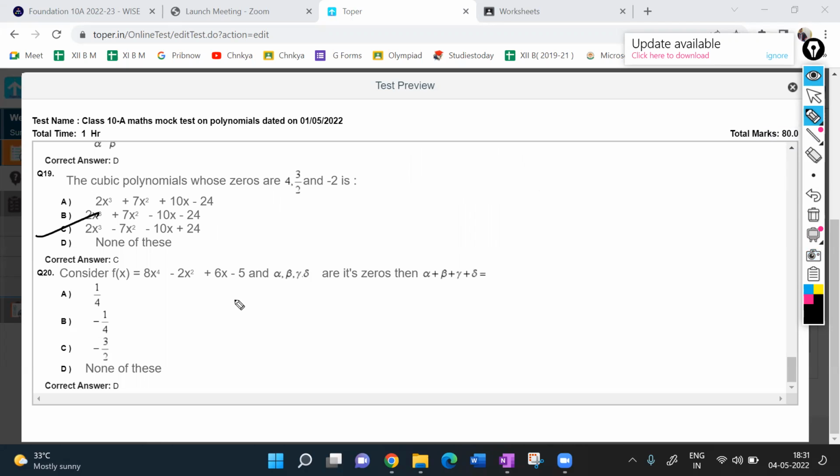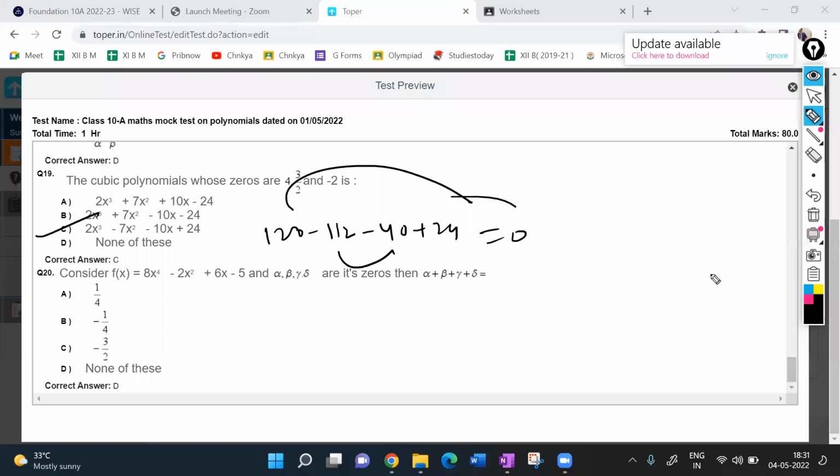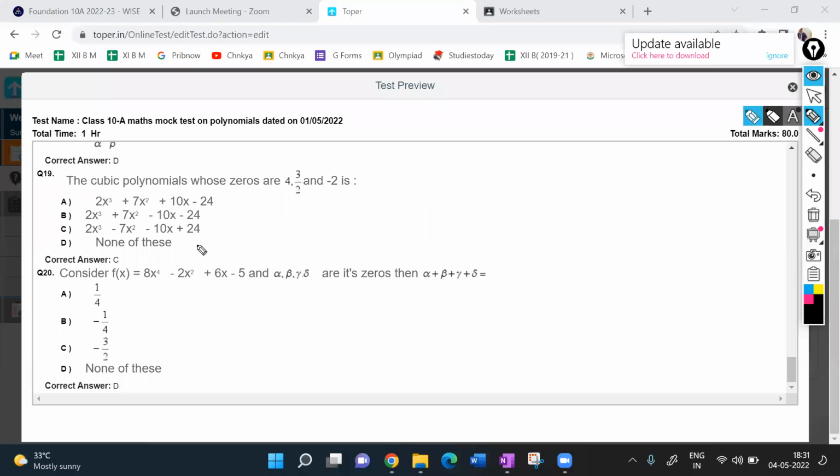Check. Isn't it, children? So 8 times 64, so 128 minus 16 7, how much? 1112 minus 40 plus 24. Check it. Yes, how much here? 160 plus 160. Yes, giving me 0 here. Check, guys. Isn't it? So if I substitute x value as 4, it is satisfying. 160 is equal to 160, so 0 is equal to 0. I'm getting it correct.